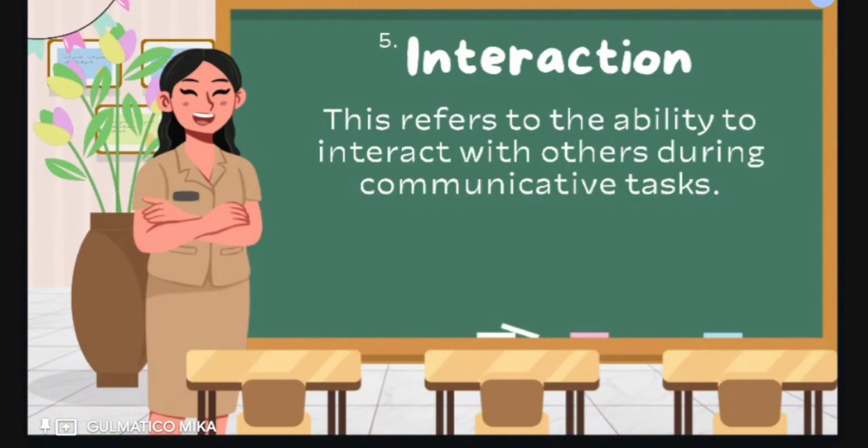And so the last one, interaction, will be reported by Mr. Gupio. So here is the last one, the interaction. Basically, this refers to the ability to interact with others during a communicative task. You might know what interaction is when you speak.